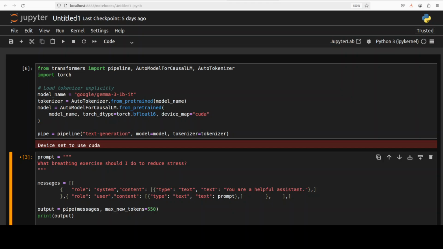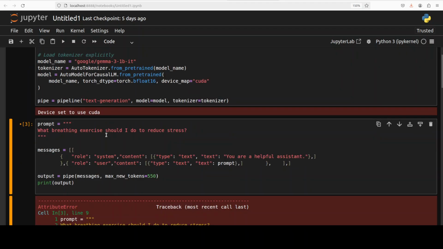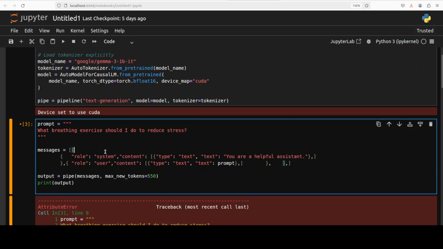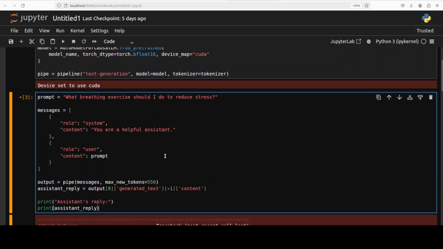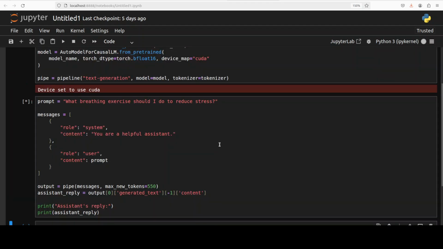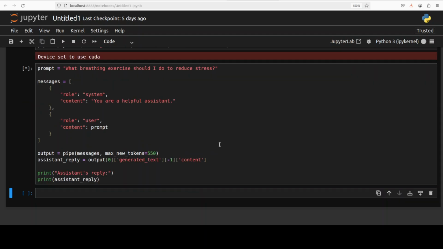So now when we do the prompting, it is going to reply. I'll just replace this one with, sorry, let me paste it properly. I'm just going to format it a bit so that it will be easier to understand. There you go. The rest of it is the same as before. We are just asking it what breathing exercise I should do to reduce stress, and then we are getting the assistant's reply. So now when I run it, it should return me the answer. I have also increased the max new tokens to 550. Let's wait for it to come back.